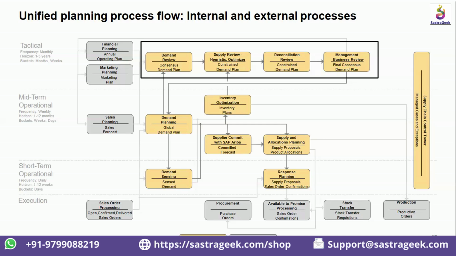We review it together with stakeholders during the supply review cadence, followed by inventory reconciliation and management business review, right? In earlier days, it used to be called the IR MBR process. In simpler terms, you can also call it the pre-S&OP and final S&OP process. So the horizontal block, which is visible here, is nothing but your S&OP.